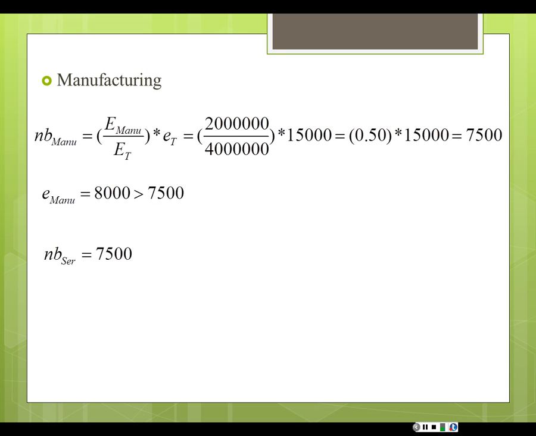The amount of people working for local demand, the non-basic employment, is 7,500 workers, and the actual capacity, the difference between what you have, 8,000, and what you need to satisfy local demand, 7,500, is 500 people. The actual capacity will be serving external demand, and therefore this amount of employment is basic employment.